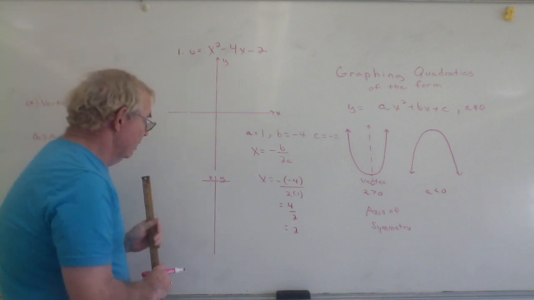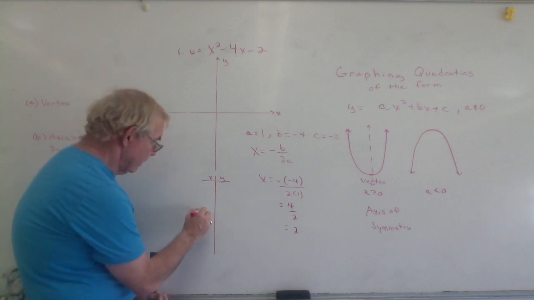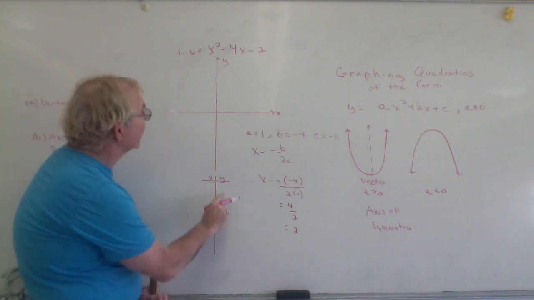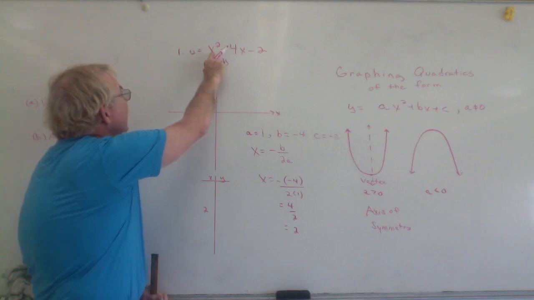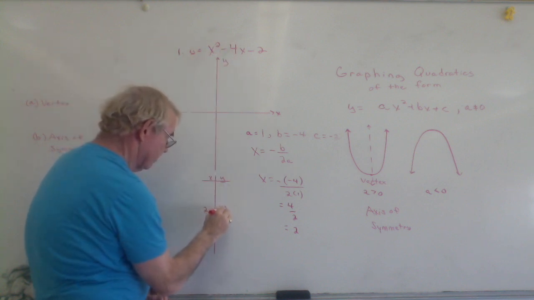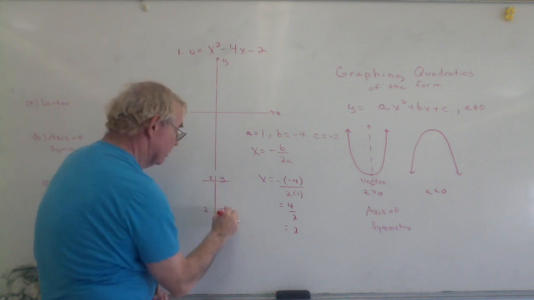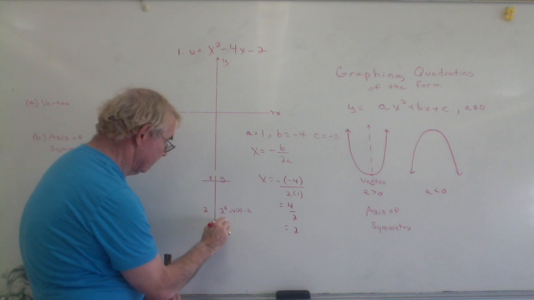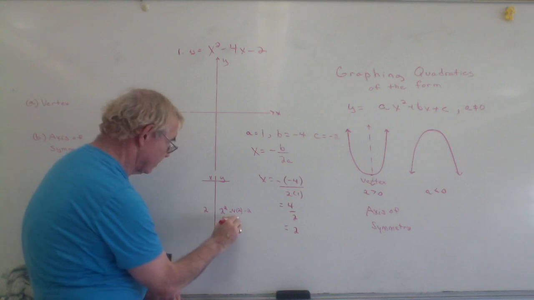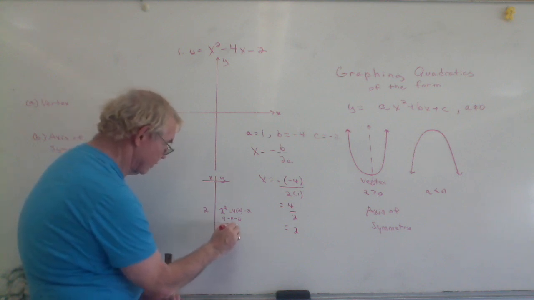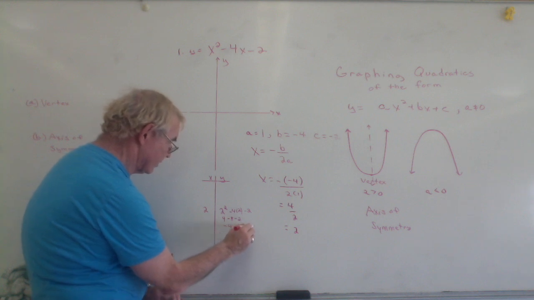So how do we do that? Well, we put 2 right here in the middle, and that's going to be called the vertex. Now, how do we find y? We go to this equation, and every place we see x, we put 2. So we have 2 squared minus 4 times 2 minus 2. Now, in calculating this, this will give us 4 minus 8 minus 2, and a further step will give us minus 4 minus 2, which is negative 6.